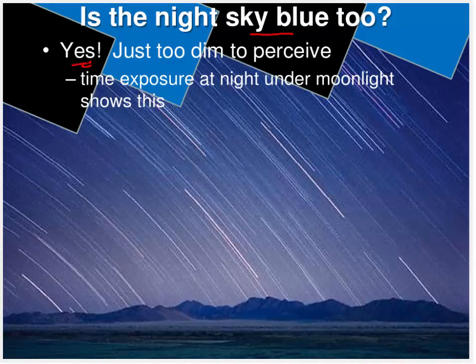Is the night sky blue? Why yes it is. It's just too dim for us to perceive because the moon doesn't light it up very well. If we look at a time exposure, take a look right here. It does look blue to me, and what's going on is we're not getting rid of the atmosphere, those small particles that preferentially scatter the blue light. We're not getting rid of that at night.